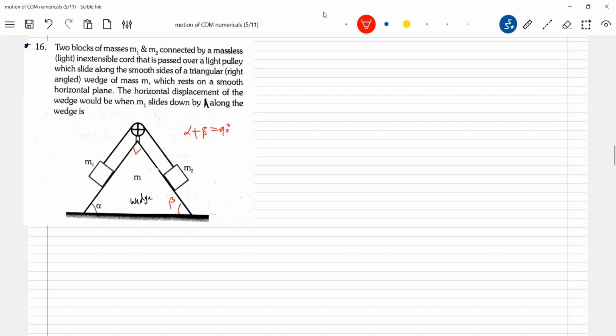Two blocks of mass M1 and M2 are connected by a massless string. I'm bringing tension into the picture. Till now we took only friction, now the tension. If you want, you can make the surface between the blocks and the wedge rough also. Smooth or rough inclined plane, it doesn't matter here.